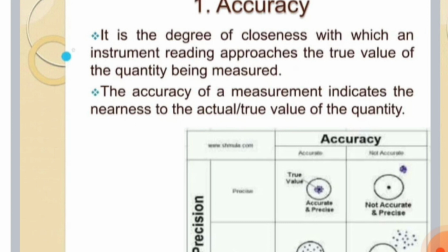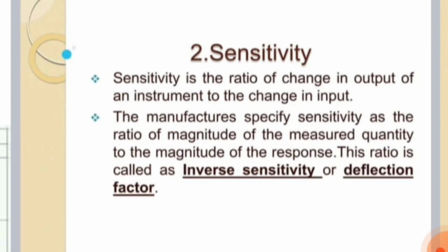Accuracy. It is the degree of closeness with which the instrument reading approaches the true value of the quantity being measured. The accuracy of measurement indicates how close the reading is to the actual true value of the quantity.